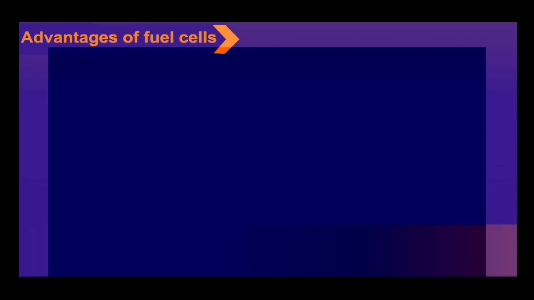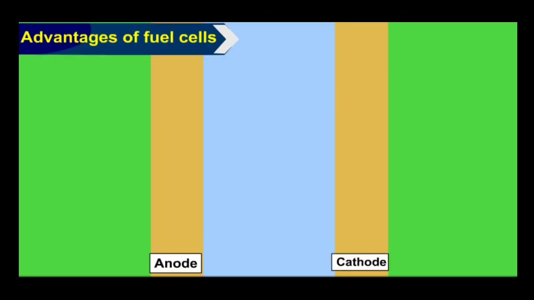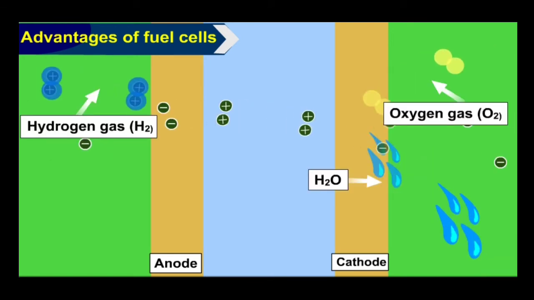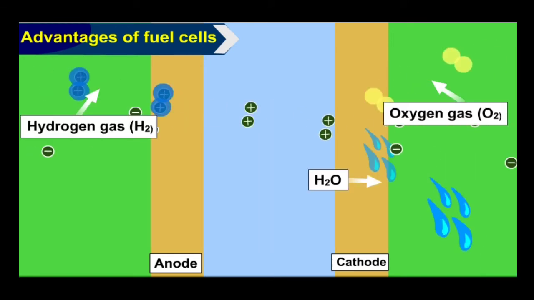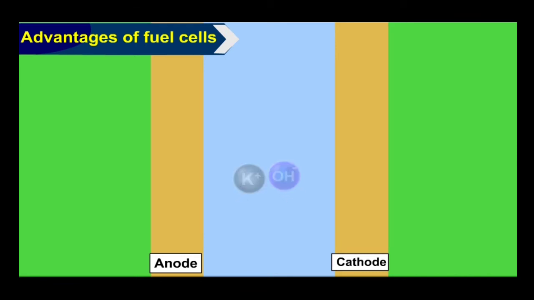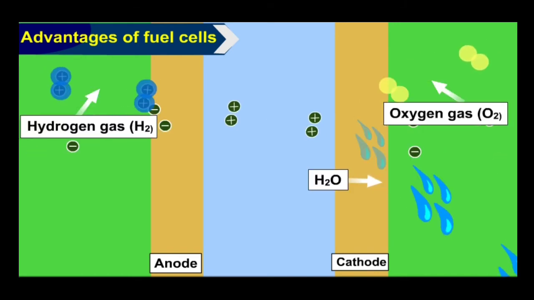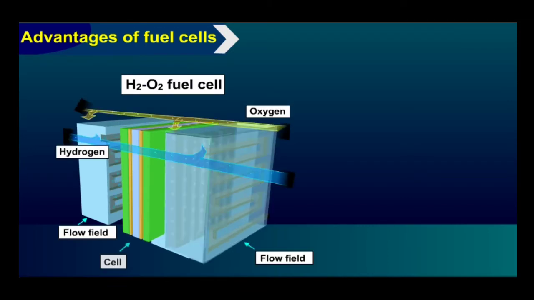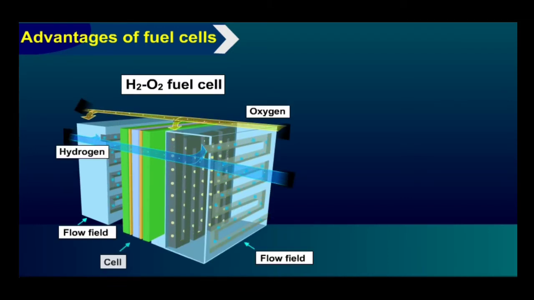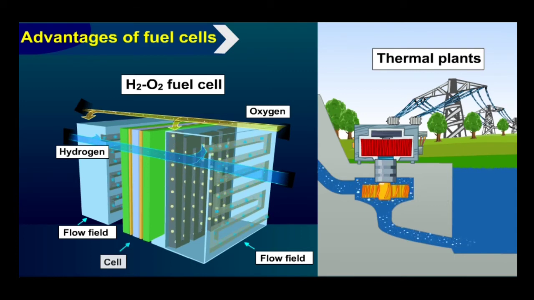Advantages of fuel cells. 1. The reacting substances are continuously supplied to the electrodes. Hence, unlike conventional cells, the fuel cells do not have to be discharged when the chemicals are consumed. 2. They are non-polluting because the only reaction product is water. 3. The fuel cells provide electricity with an efficiency of about 70%, which is almost double the efficiency of thermal plants, which is only about 40%.